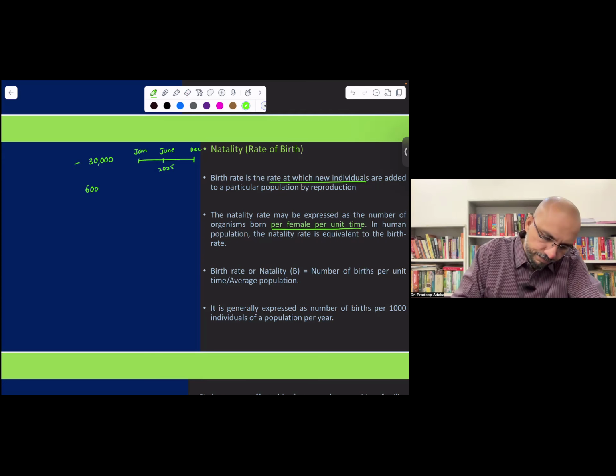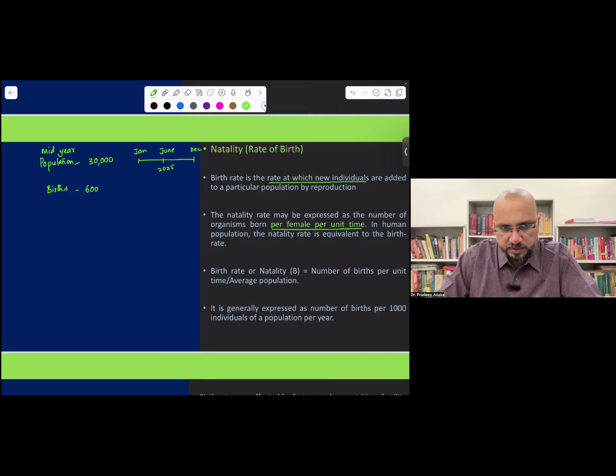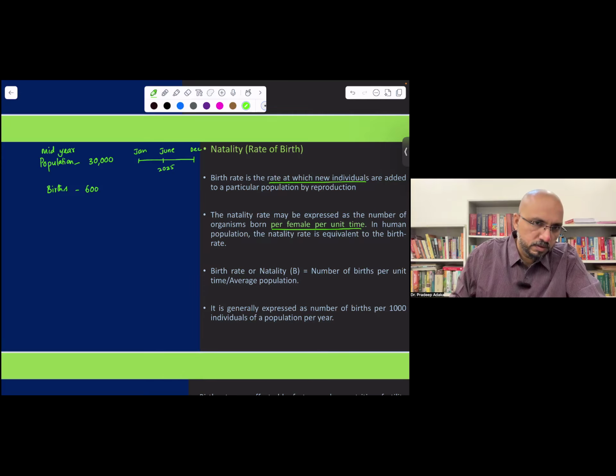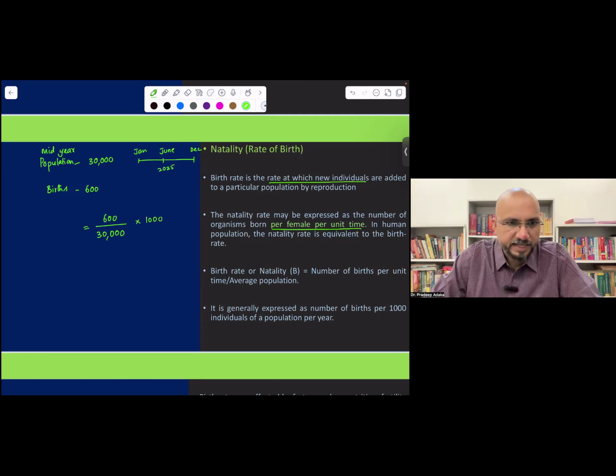This is the mid-year population. The number of births is 600. So what is the birth rate? To calculate the birth rate, you take the number of births divided by the total population in the mid-year, multiplied by 1000.